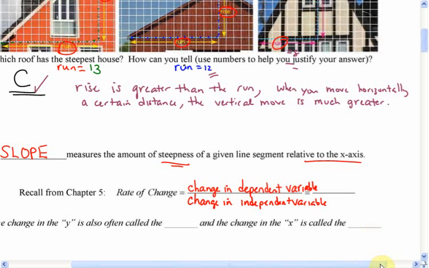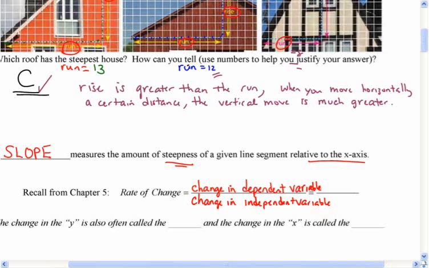Sometimes change uses this little symbol. I don't know if I introduced this to you before or not. Triangle. A triangle. It's a Greek symbol. So the change in the dependent divided by the change in the independent. Okay.